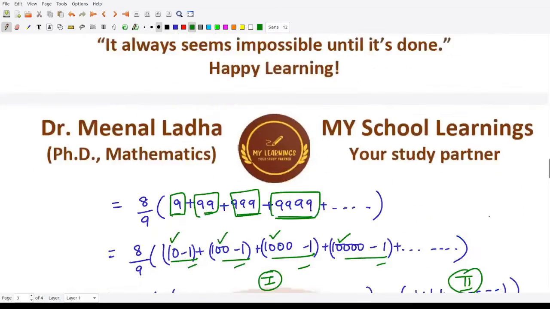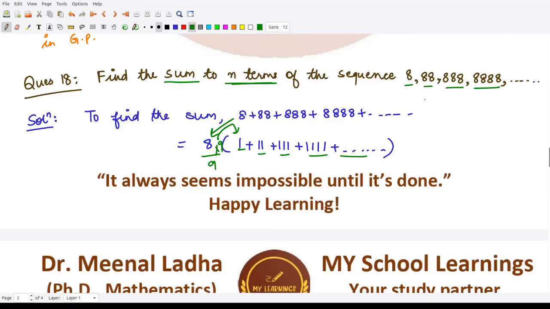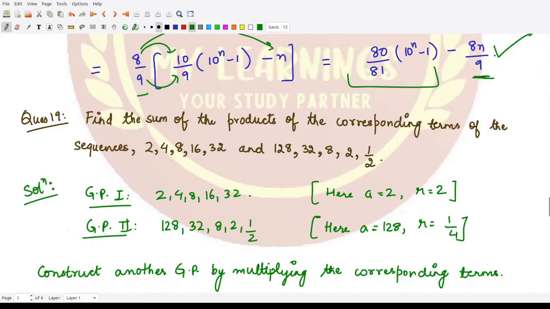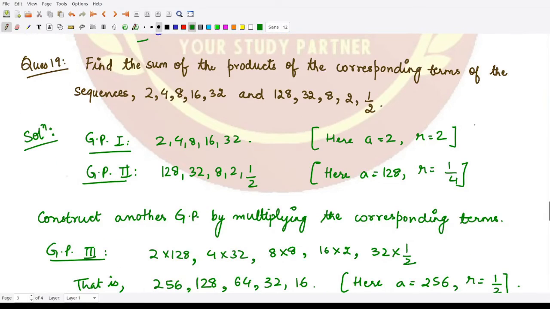This is the sum of this series up to n terms, correct? So I hope you understood this question well. Let's move on to the next question, 19th. Here, this is a very interesting question. Let's have a look at it very quickly.